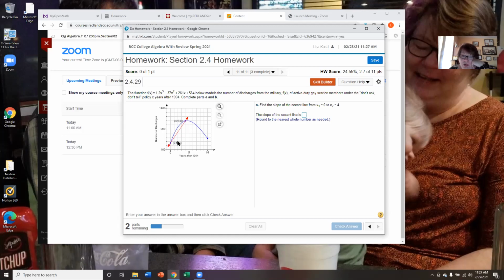What you have to do is find the average rate of change, which is the slope of the line that goes through these two points. I'm given x equals 0 and x equals 4, but they don't tell me what the y value is. So I have to calculate that. I'm going to have to get my calculator out and actually do this calculation. So I'm going to go back over to my whiteboard.